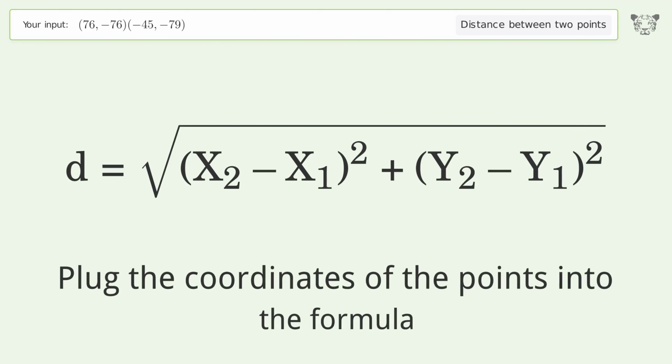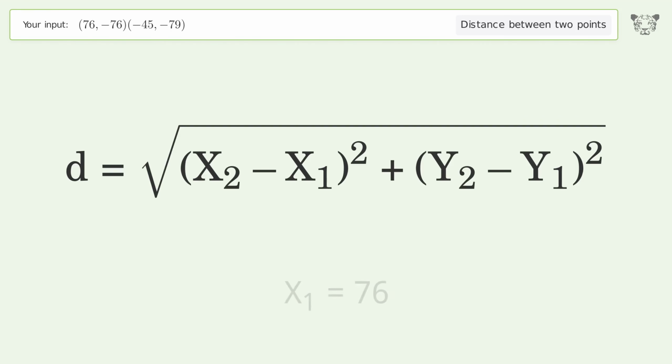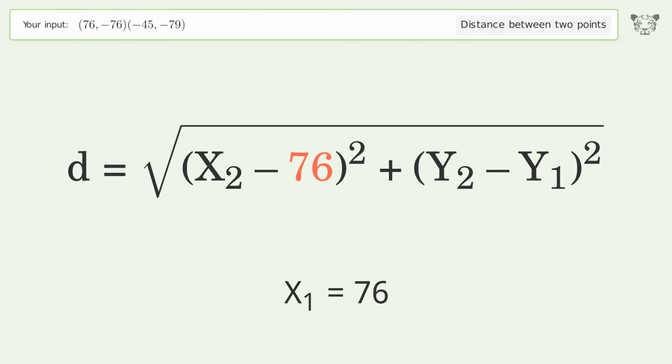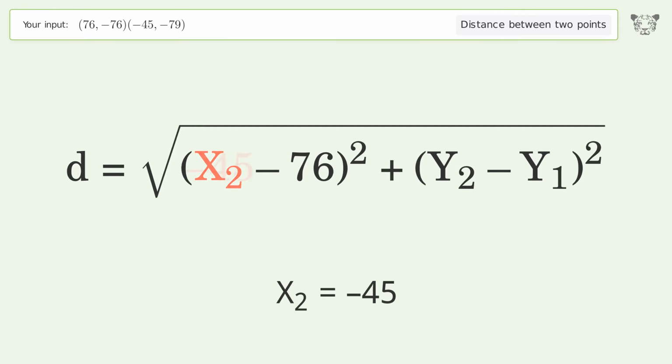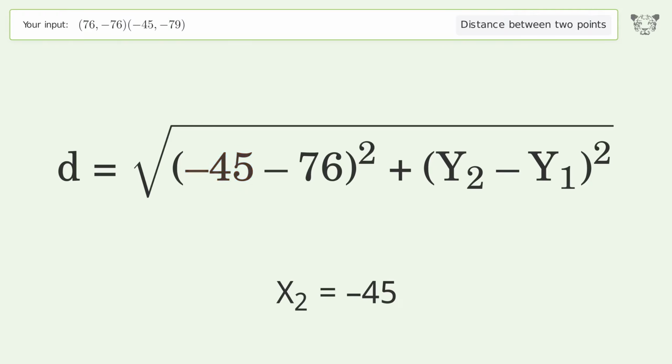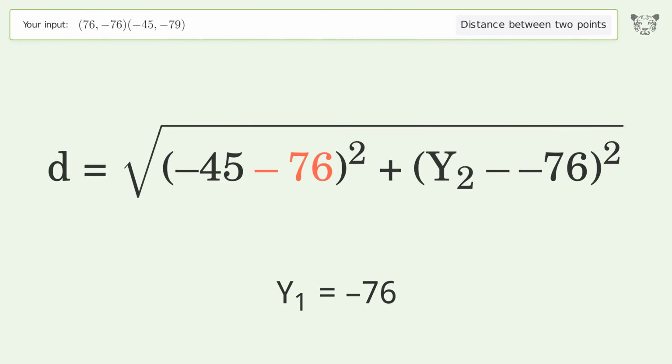Plug the coordinates of the points into the formula. x1 equals 76. x2 equals -45. y1 equals -76. y2 equals -79.